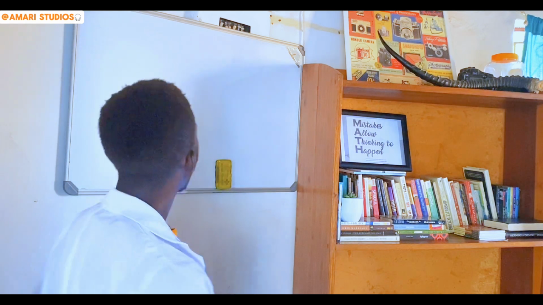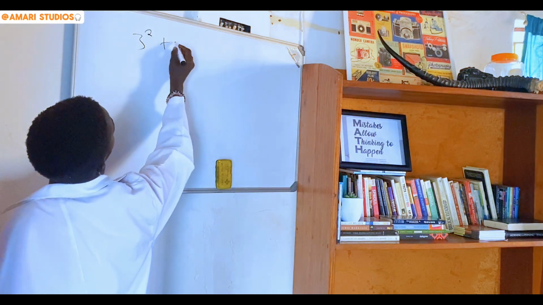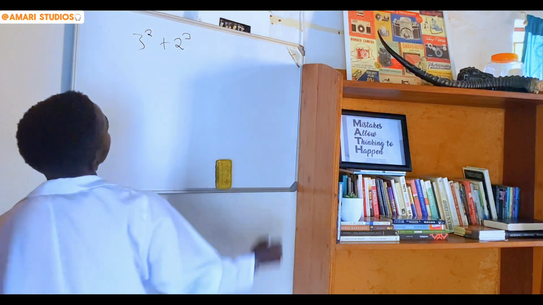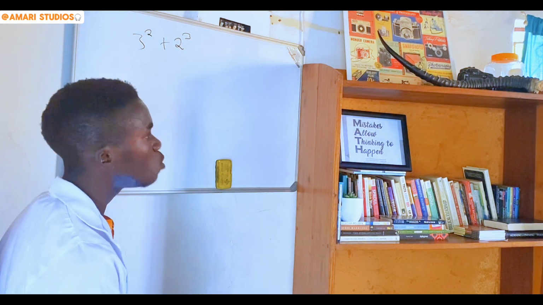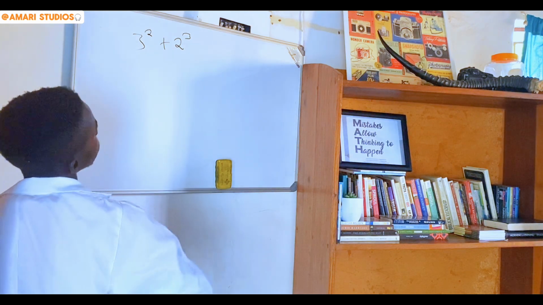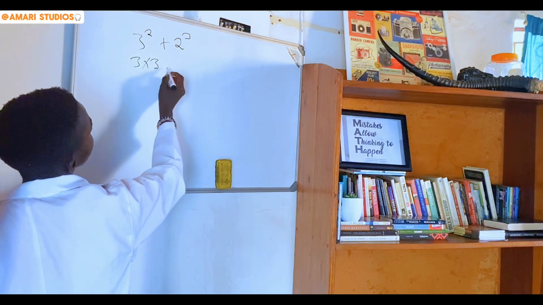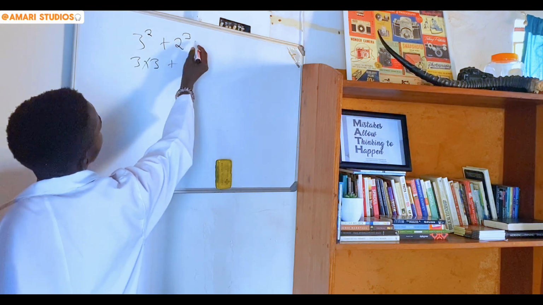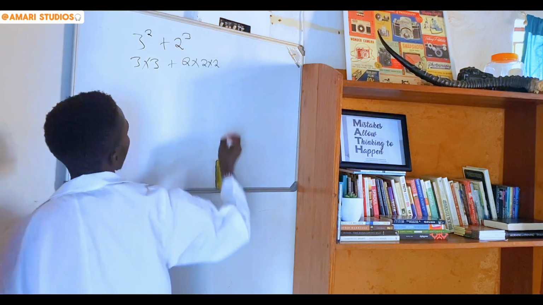Let's move on to our first question in section A, which is actually saying evaluate. Evaluate 3 squared plus 2 to the power 3. So now for us to evaluate this question, the first thing that we are going to do is actually expand these powers. In other words, 3 to the power 2 is the same as saying 3 multiplied by 3, plus 2 to the power 3 is the same as saying 2 multiplied by 2 again multiplied by 2.